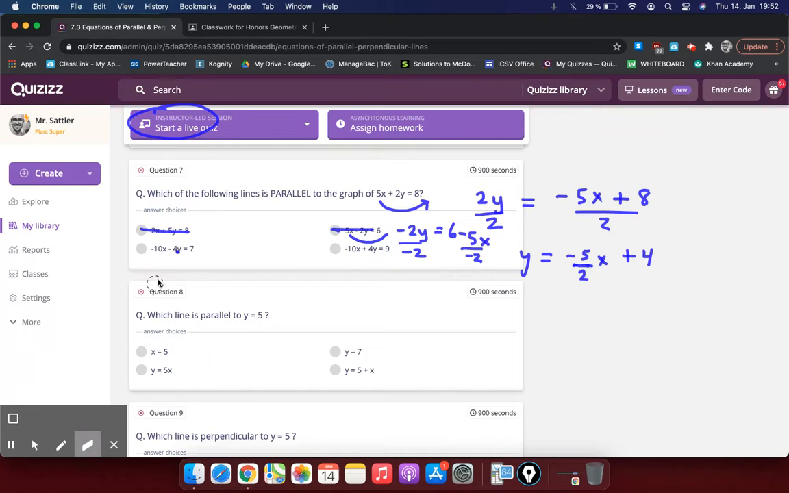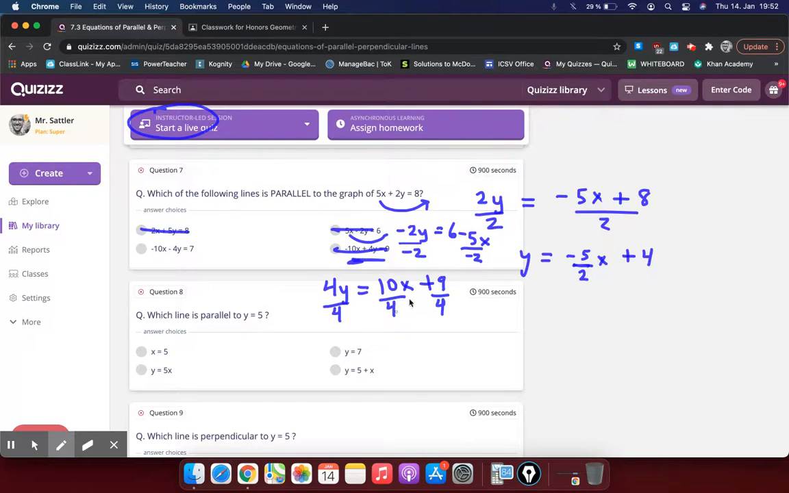And I can tell, actually, it's going to be this one. And that's because I've done this one before. So if we add 10x to both sides, let's see what happens. We get 10x plus 9. Then we divide by 4. Actually, you know what? I forgot. I did this before, but this is not right. It's not this one. Because 10 over 4 is not the same as negative 5 over 2. This is positive, and that's negative. So it has to be this one, the very last one that we try.